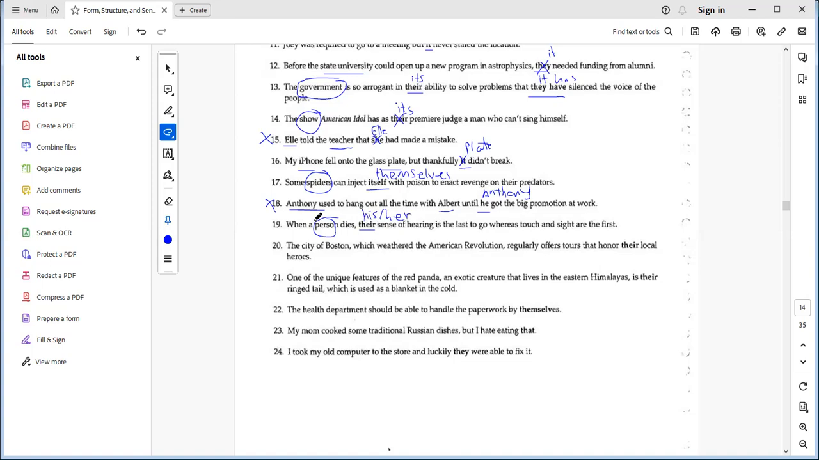His or her. A person, so his or her. Clear? Okay. Ziad, number 20.